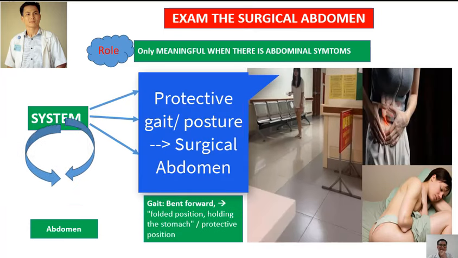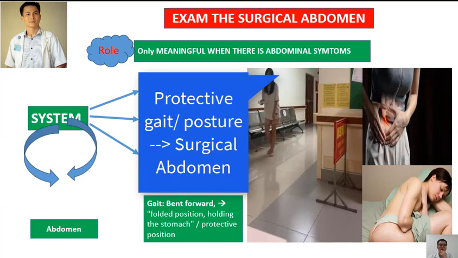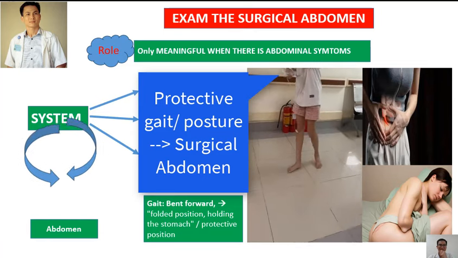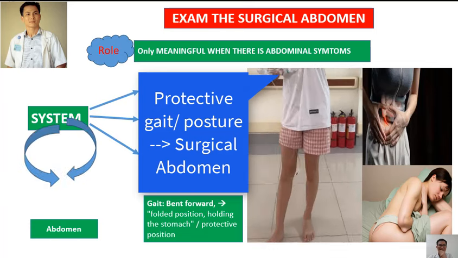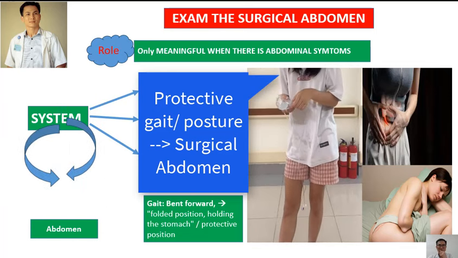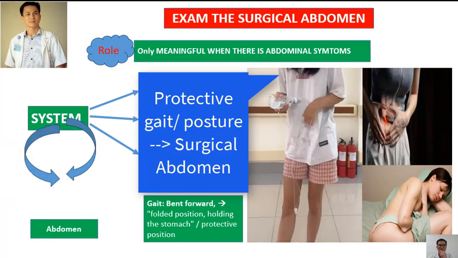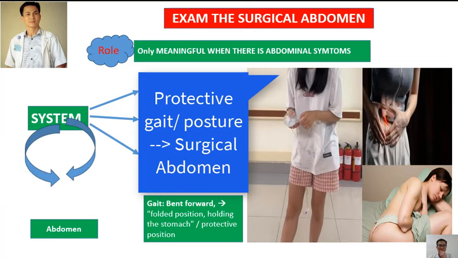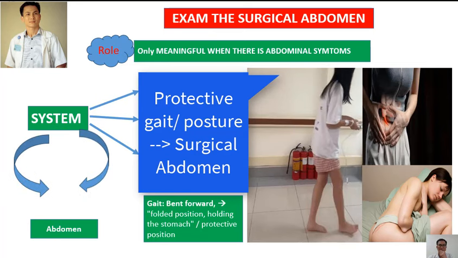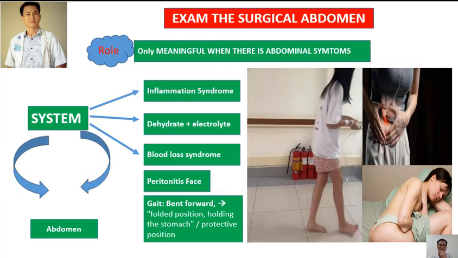Also, a patient with a surgical abdomen often exhibits a protective gait. This gait involves the patient adopting a bent forward or folded position, indicating that the patient is experiencing significant pain. The protective gait is characterized by forward flexion or warding posture.